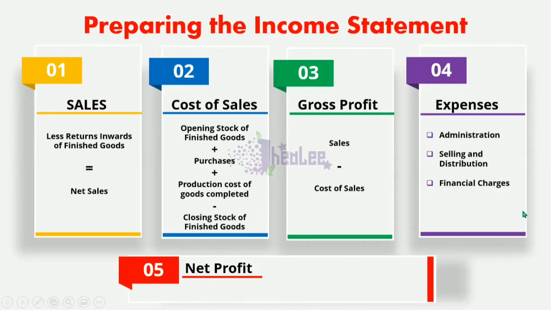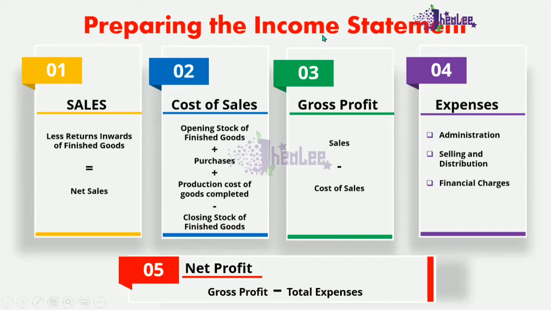And tell you what, once you have your expenses, you're going to add all of that together to give you total expense. And once you have total expense, you're ready to calculate your net profit, which is gross profit minus total expenses. Okay? Now, let us look at a worked example.